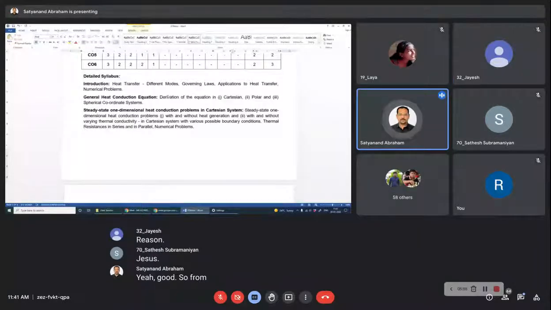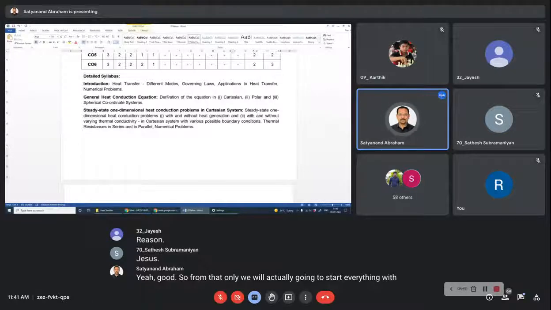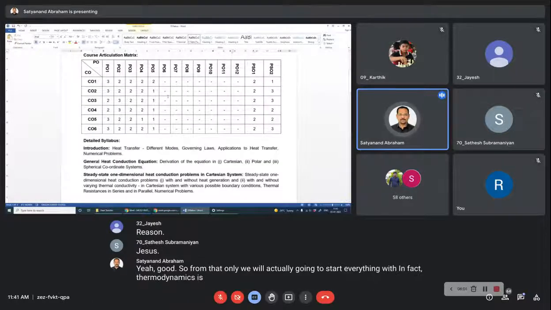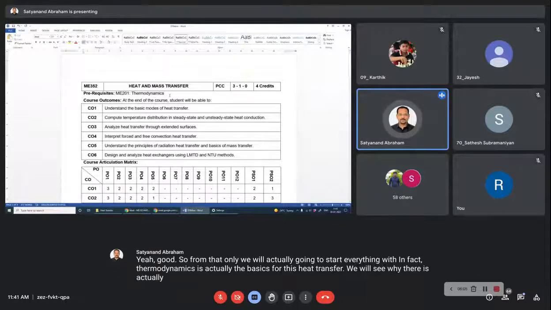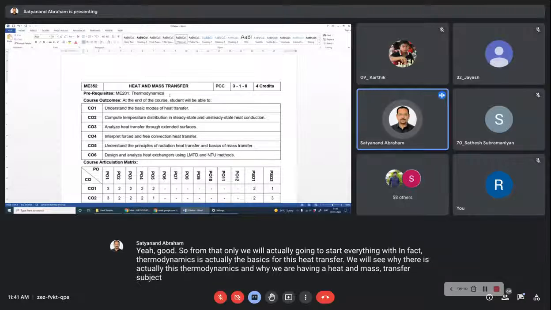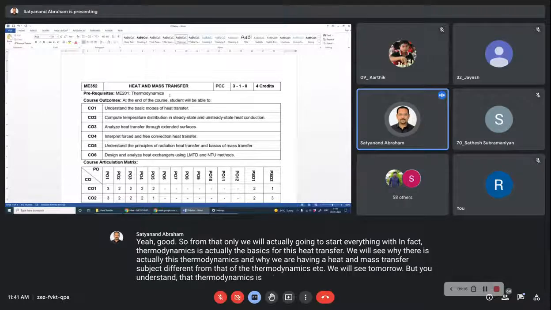So from that only we are actually going to start everything. In fact, thermodynamics is the basis for heat transfer. We will see why we have a heat and mass transfer subject different from thermodynamics tomorrow. But you understand that thermodynamics is the basis of heat and mass transfer.